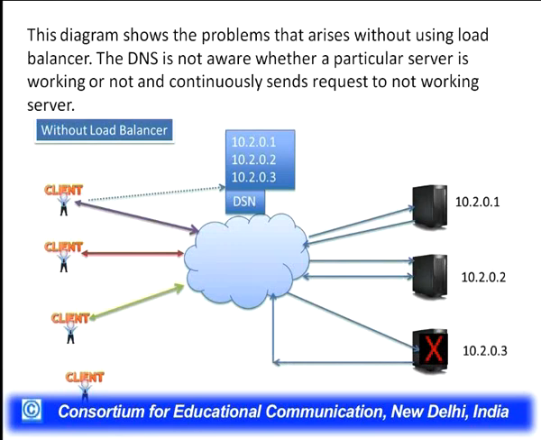So this diagram shows the problems that arise without using load balancers. The DNS is not aware whether a particular server is working or not, and continuously sends requests to the non-working server. So this is the problem with the existing system without load balancing. You can use load balancing techniques to solve such problems. The server is not working, even then clients are requesting, because DNS does not have the information about the particular server that is not working, and regularly sends requests to the server which is not working. This is the main problem.